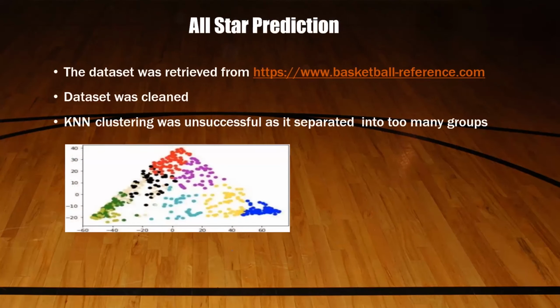The data set was retrieved from basketballreference.com. It was cleaned and explored, and the data was imputed, as there was some missing information and the values were replaced with appropriate data. The first thing they attempted was clustering, but that did not work as it separated into too many clusters and too many different groups. So that proved to be an inappropriate way of determining whether a particular player would qualify for the playoffs or the All-Star game.